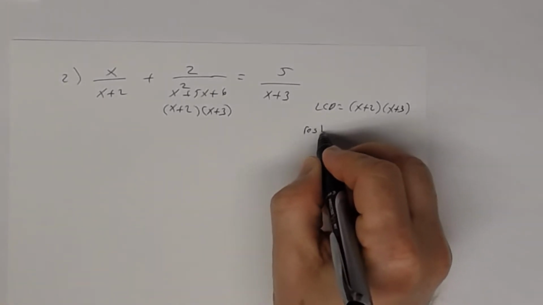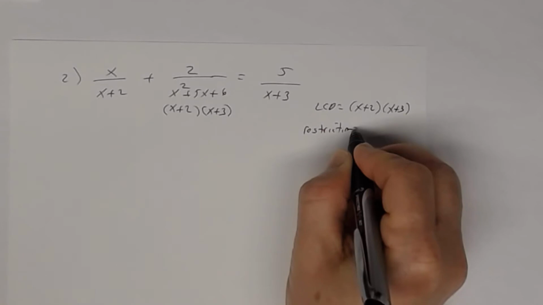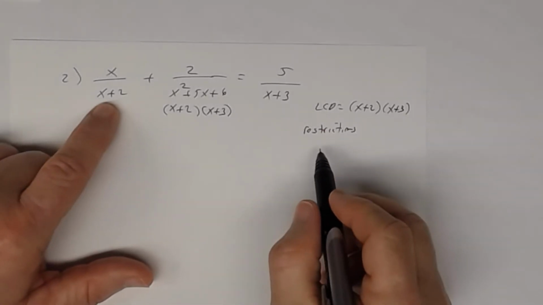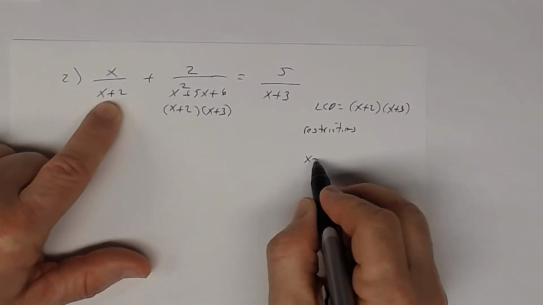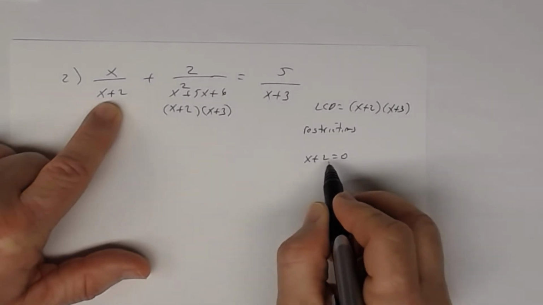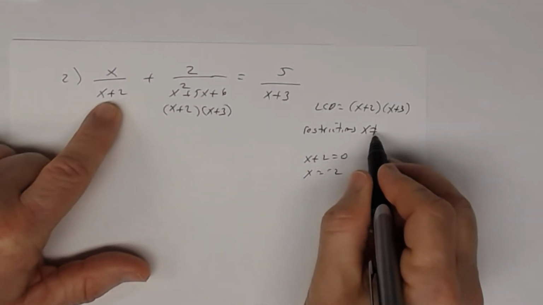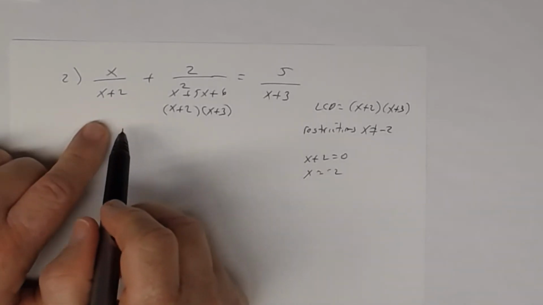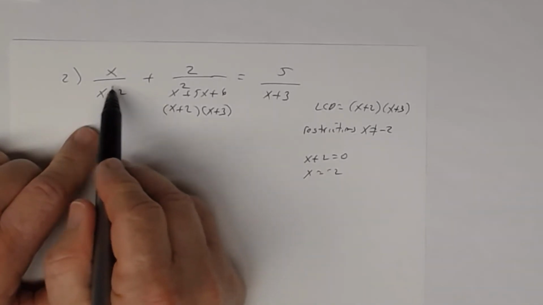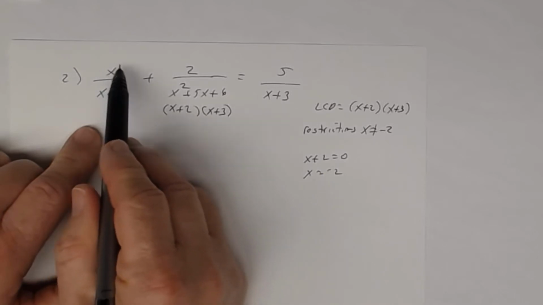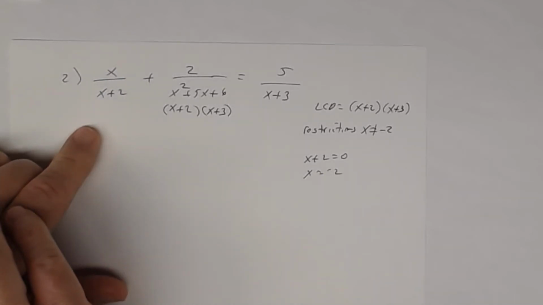Now I've got to find the restrictions. So let's go ahead and find the restrictions. If you look at the first factor right here, x plus 2, where's that equal to 0? Well, x plus 2 is equal to 0 when x equals negative 2. So there's one of your restrictions. x cannot equal negative 2, because if x were negative 2, this right here would be a 0, and any number divided by 0 is undefined.